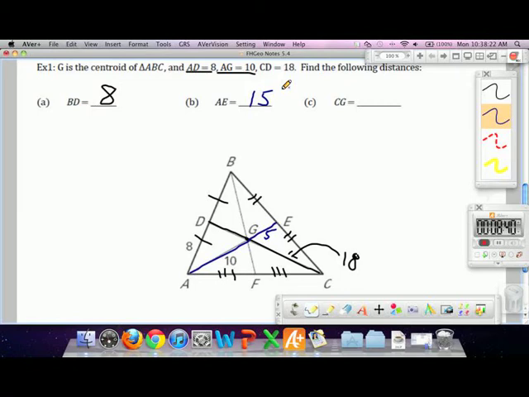What's the length of CG? What's the length of this segment? 12. How do we get 12? Paige? It's 2/3 of 18. Okay, so you can take 18 and multiply it by 2/3. That'll give you 36 over 3, which is 12, for sure.